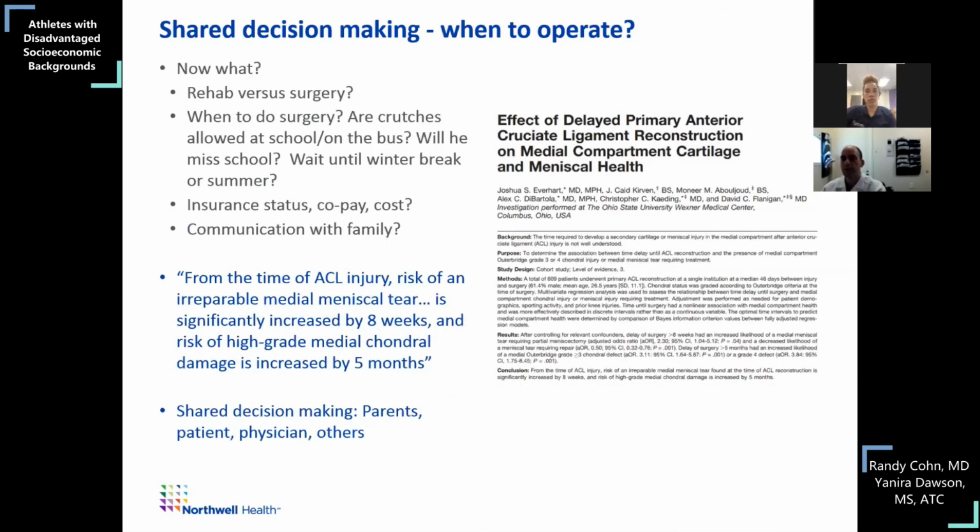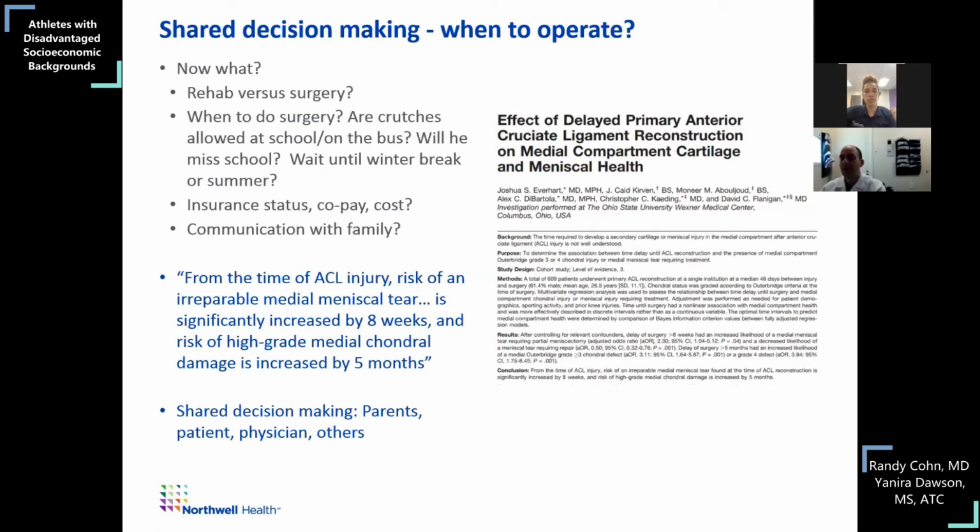So, shared decision-making. We've decided that we're going to proceed with surgery, and that question of timing. If the school doesn't allow crutches, do we want to wait? Or do we want to get this kid out of school and do homeschooling during a period of time of recovery? And is homeschool even allowed in that district?